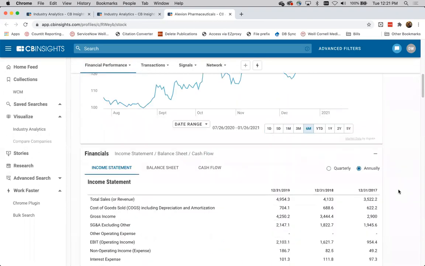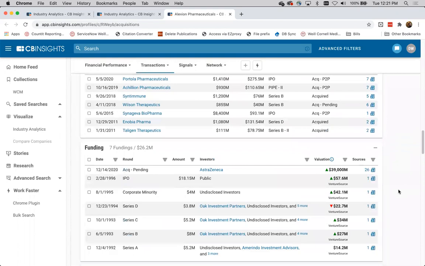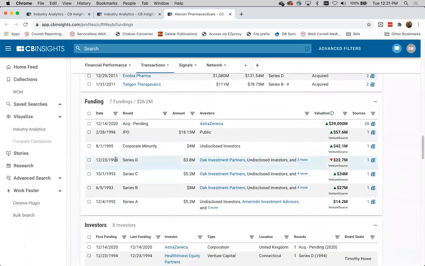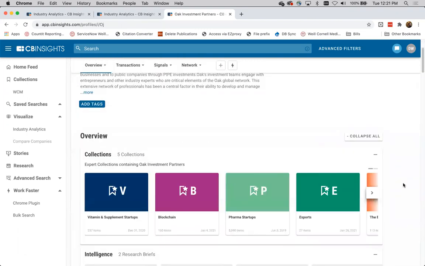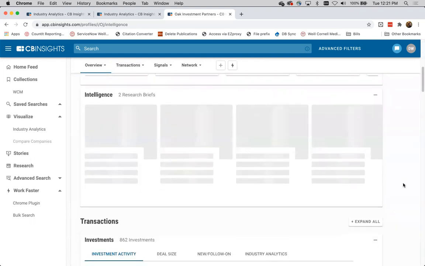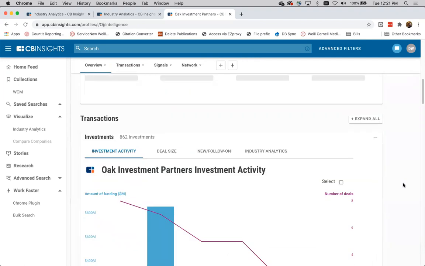Cool. So I mentioned that the flip side of that is looking at who the funders are. So we'll check out one of their series funders, Oak Investment. This gives you all of the information that you would be interested in if you were looking at this company as a potential investor.